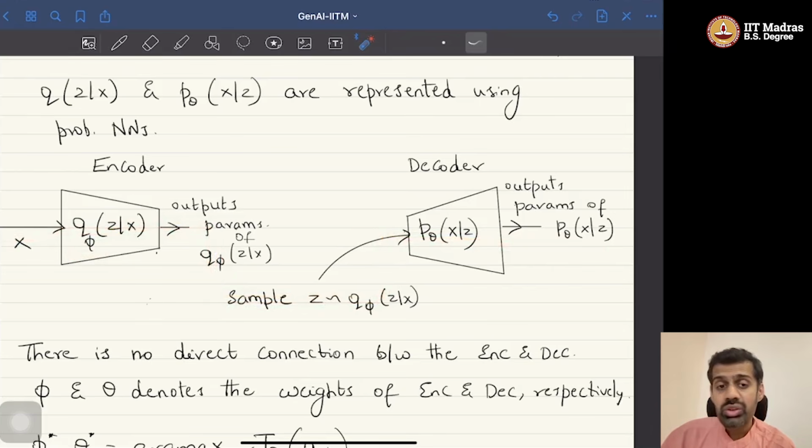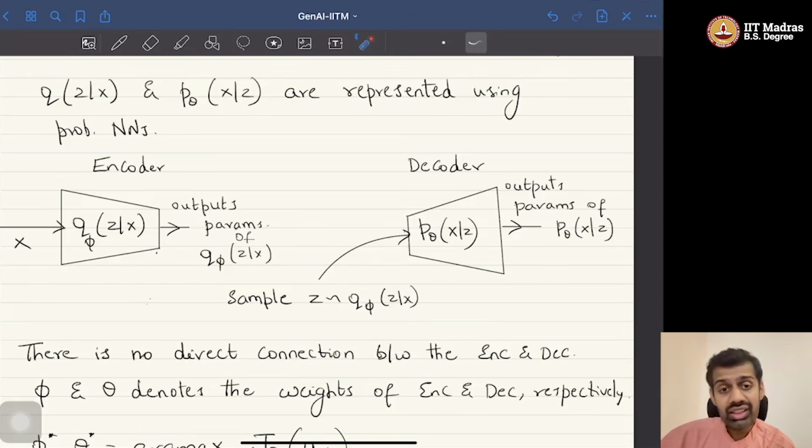Now, that cannot be done because the sampling procedure is a non-differentiable operation. There are lots of functions that are non-differentiable, and sampling is one such function that cannot be differentiated. Since the sampling here cannot be differentiated, you cannot propagate the gradients from the output of the decoder all the way to the input of the encoder network, as there is a sampling procedure in between the encoder and decoder networks.